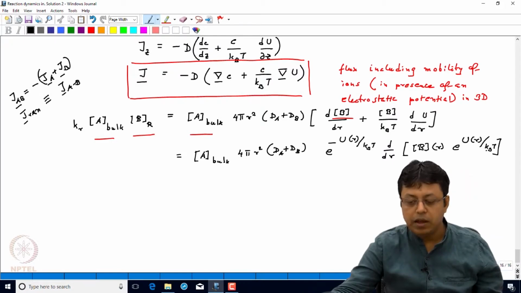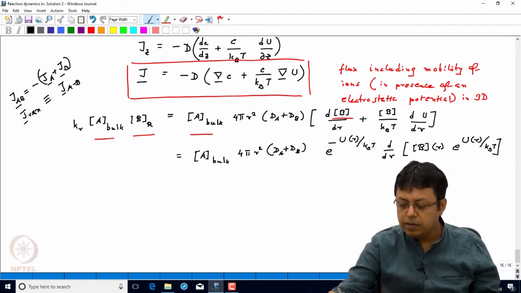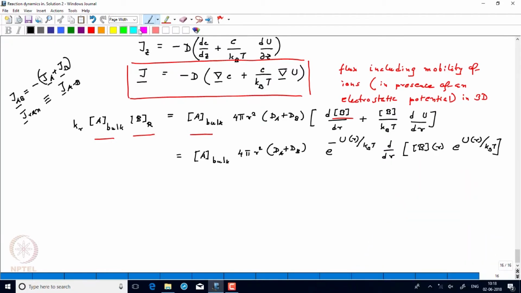Now you note what we have done, and you can easily check it. If I take this derivative, the first derivative gives dB dr times e to the power u by kBT, plus I keep the first function B constant, and then take the derivative of the second function, which is basically 1 over kBT.